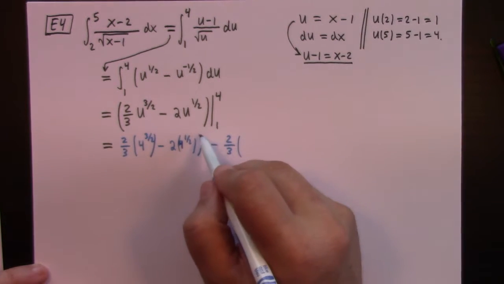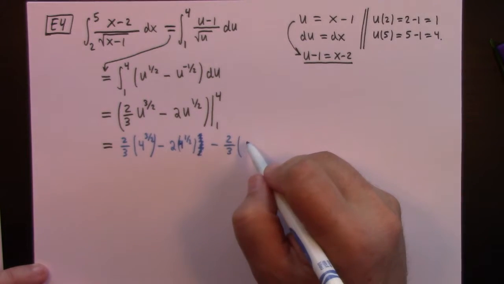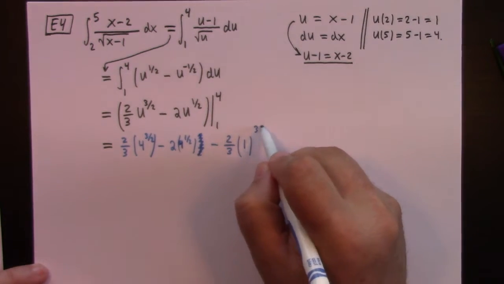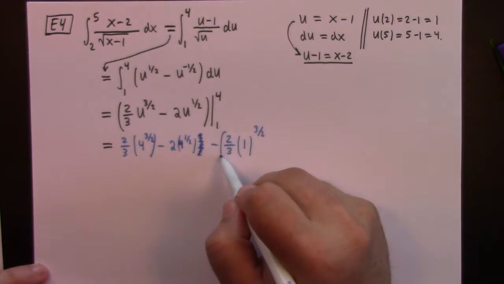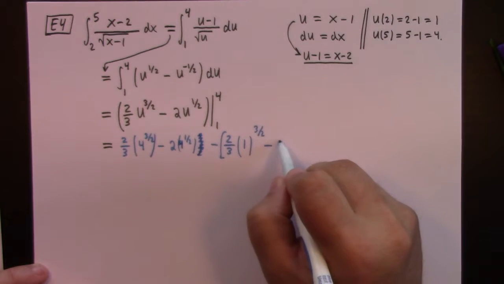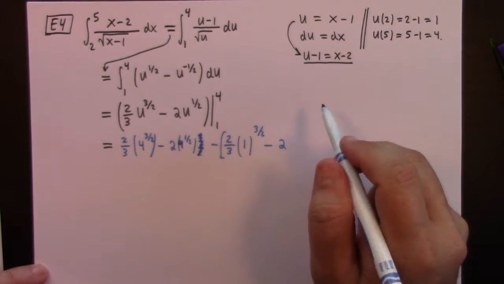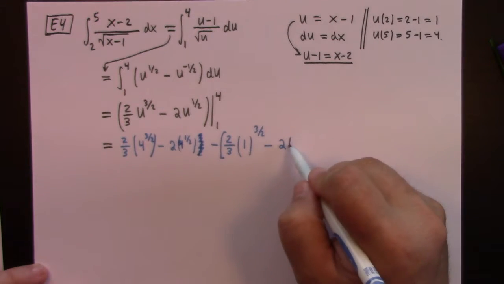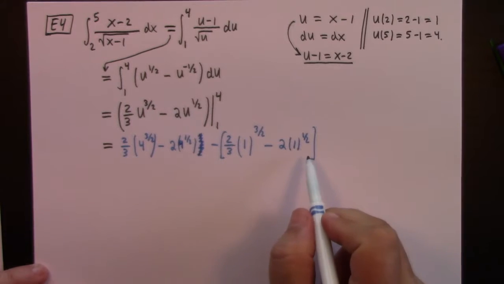Yeah, I don't need this. Scratch that out. Okay. Minus 2/3, 1 to the 3/2. Let me put some big parentheses here. Minus 2, 1 to the 1/2, like that. Hannah, could you please be less loud? Thank you.